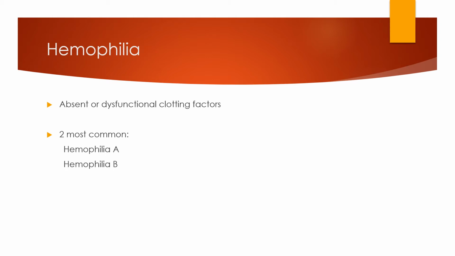Hemophilia is the area we're going to look at next. Hemophilia is actually the absence or dysfunction of the clotting factors. We have two types of hemophilia that are the most common that we're going to look at. In hemophilia A, the patient is missing factor 8. And in hemophilia B, the patient is missing factor 9.